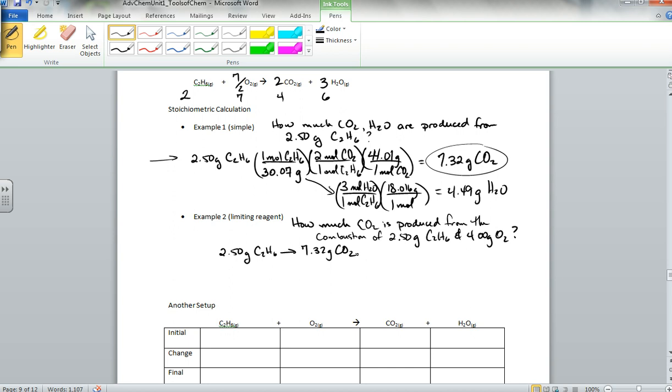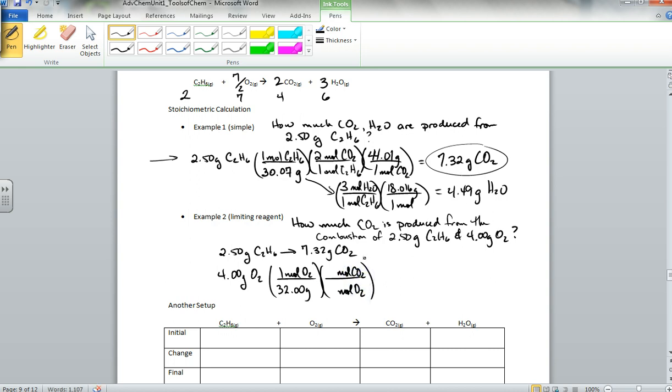What happens if the oxygen limits how much is produced? How much could 4 grams of oxygen give us in terms of carbon dioxide produced? So we'll start off with that amount. Instead of starting off with ethane, we'll start with the oxygen. We go through our series of steps. We convert this to moles. We do a mole-to-mole ratio. We want our moles of oxygen to cancel out. We want to go to moles of CO2.